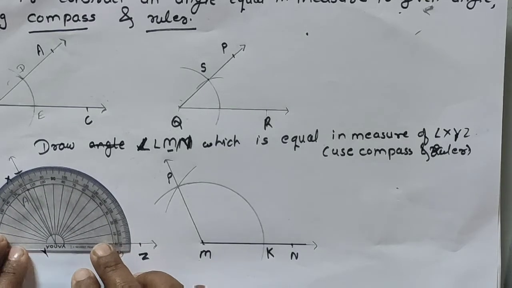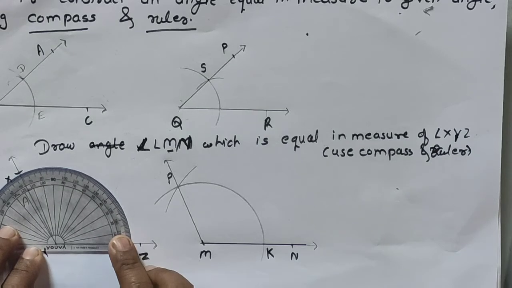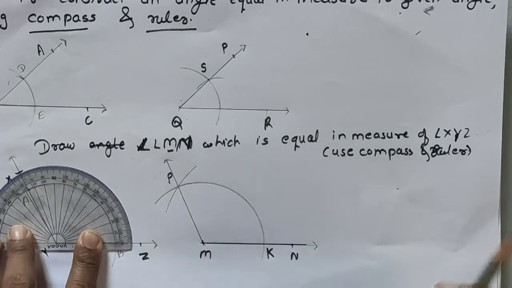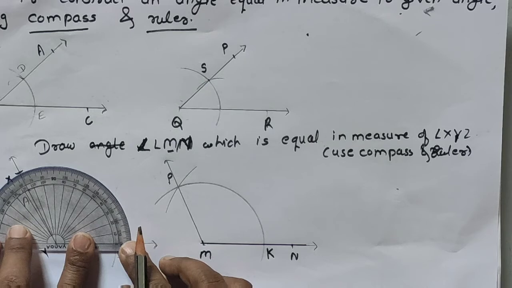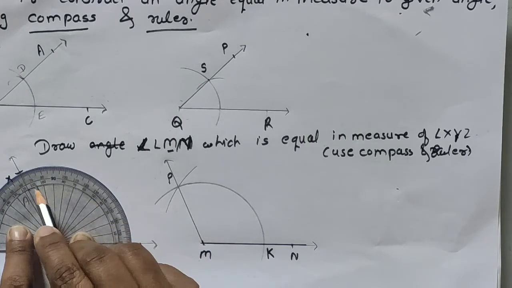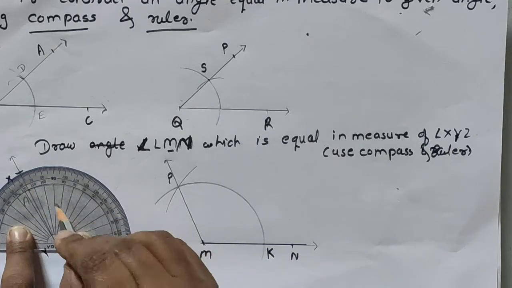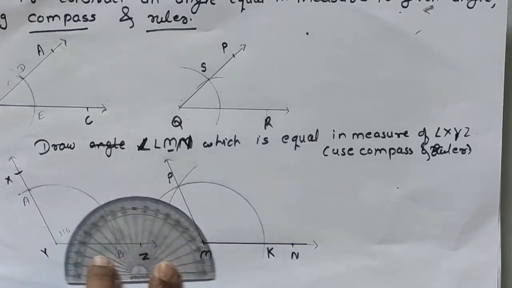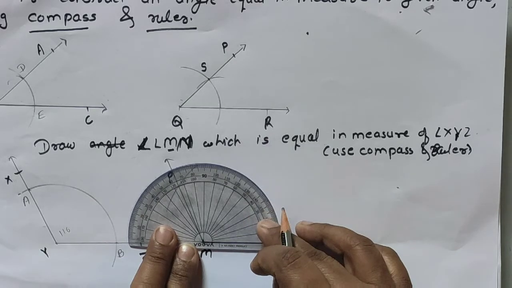Okay, now let me check whether our figure is correct or wrong. This is XYZ. If you see here, you start measuring from 0: 0, 10, 20, 30, 40, 50, 60, here 90, 100, 110, and after that how many lines are there? 1, 2, 3, 4, 5 and 6. It means the measure of this angle is 116.